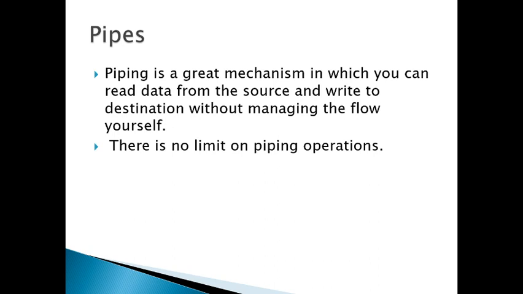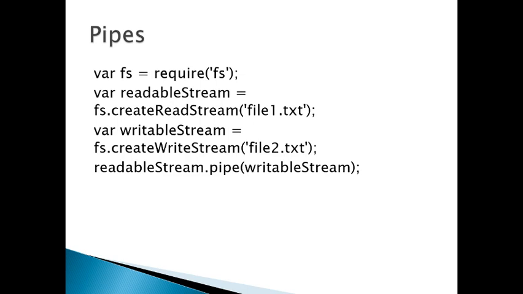To avoid this tricky mechanism, there is another concept, the concept of pipe. Piping is a great mechanism in which you can read data from the source and write to the destination without managing the flow yourself. You don't need to worry about back pressure or other issues. Every issue will be solved using the pipe. There is no limit on piping operations. So if you want to read a file and write that content into another file, there is a simple function for that.